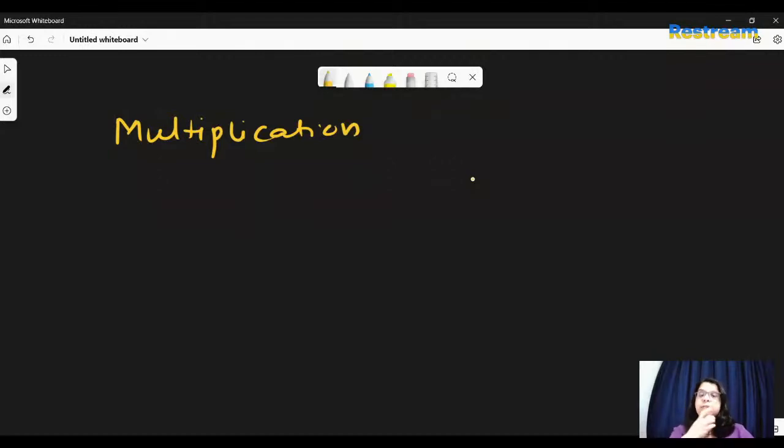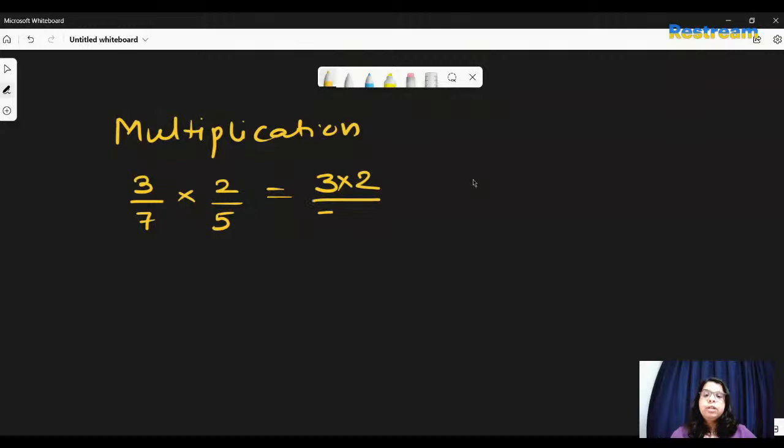So let's start with something where we don't need to simplify, like 3 by 7 multiplied by 2 by 5. So there are no common factors here. So all we have to do is just take 3 times 2 over 7 times 5, which is equal to 6 by 35. Simple. Numerator times numerator over denominator times denominator. But what if I have 4 by 9 multiplied by 3 by 16?